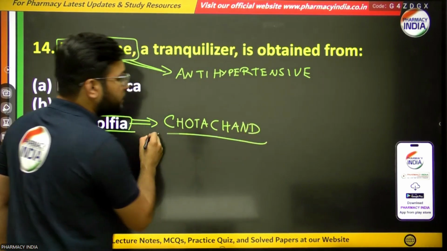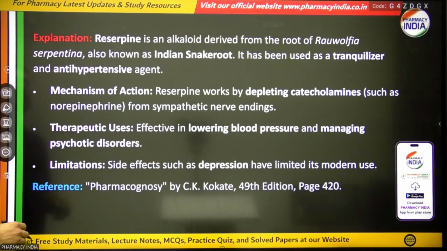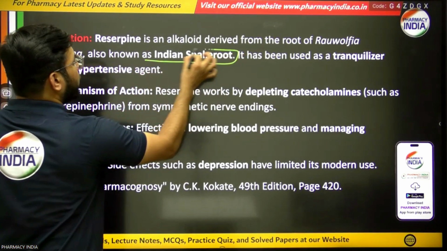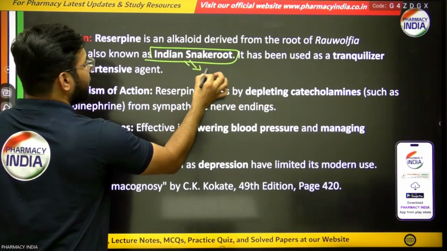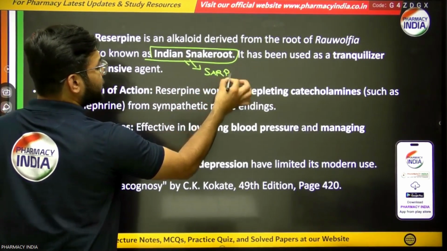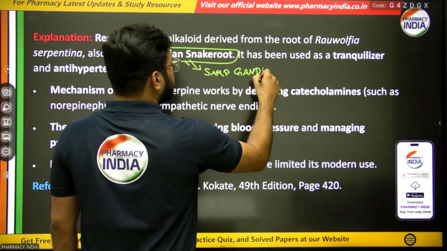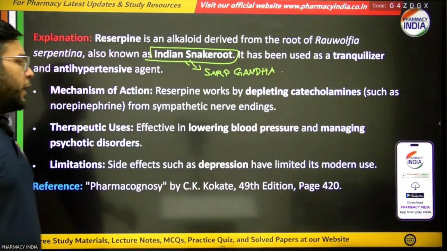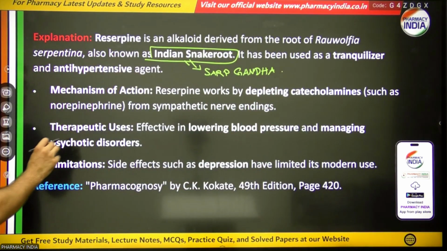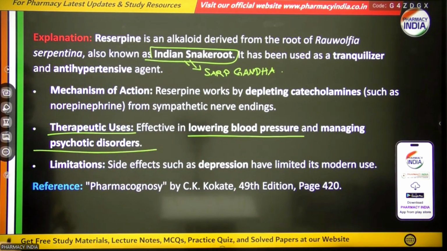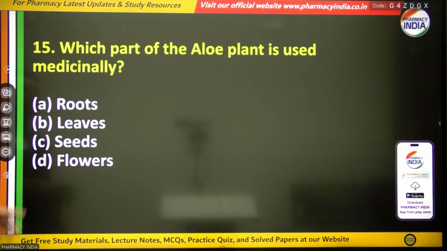Chota chand. Okay. Before moving on, it is also known as Indian snake root, like sarpgandha. Sarp matlab saap, snake. Sarpgandha. Okay. So it is very important, and its major use is to lower the blood pressure and manage psychotic disorders.